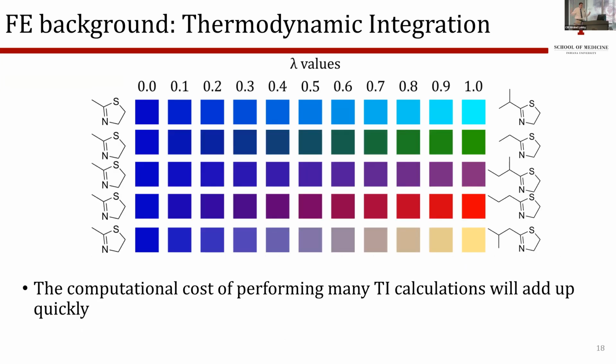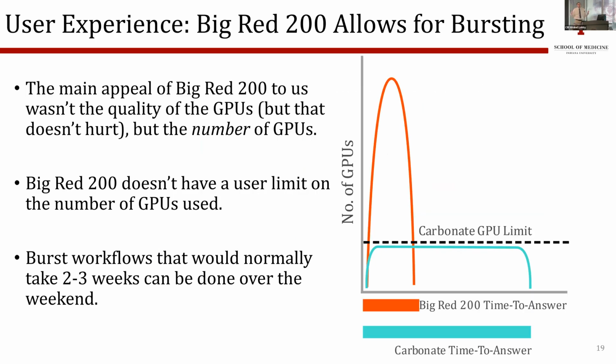Right? So the problem with thermodynamic integration is that the number of simulations that you have to run starts to scale very quickly. Just to get a single binding free energy in this case, you need to run 11 simulations. If you want to run 5, now you need to run 55. So this is why we wanted to move away from Carbonate to Big Red 200.